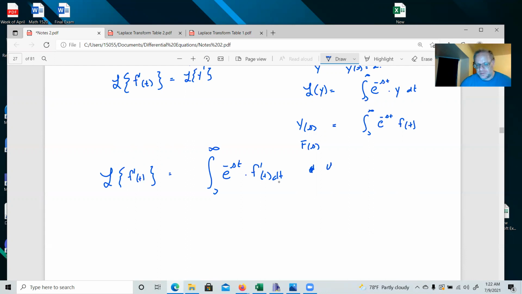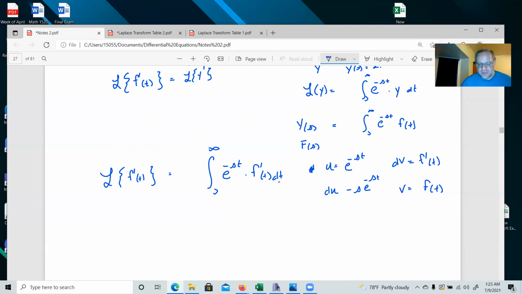So what we're going to do here is say u is equal to e to the negative st, du is equal to negative s e to the negative st, and dv is equal to f prime of t. Here's one of those assumptions. We took the derivative of a function and got f prime, so I'm going to assume that f exists for us to take a derivative of in order to get this.